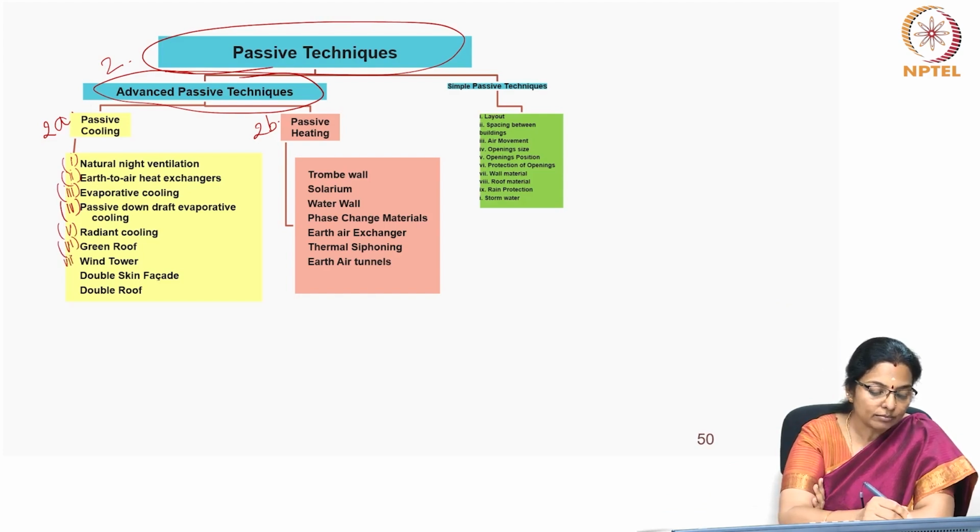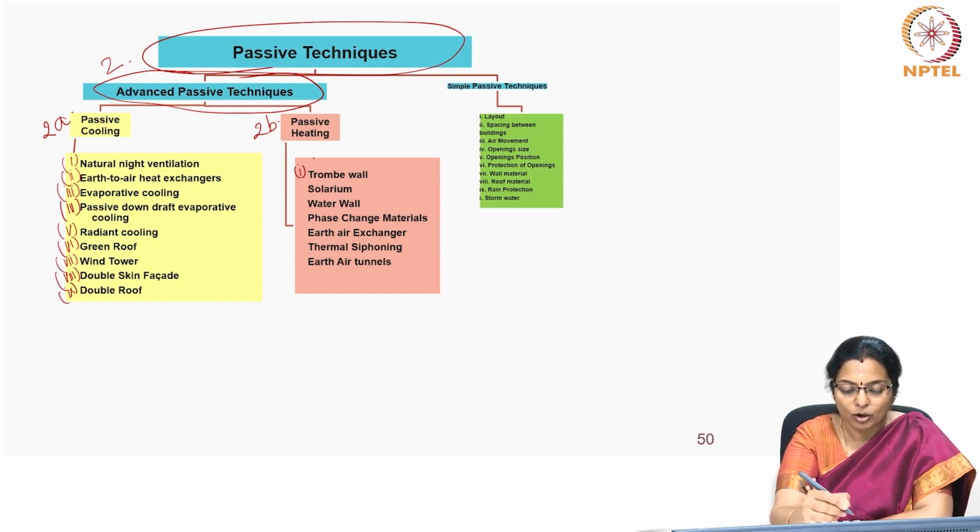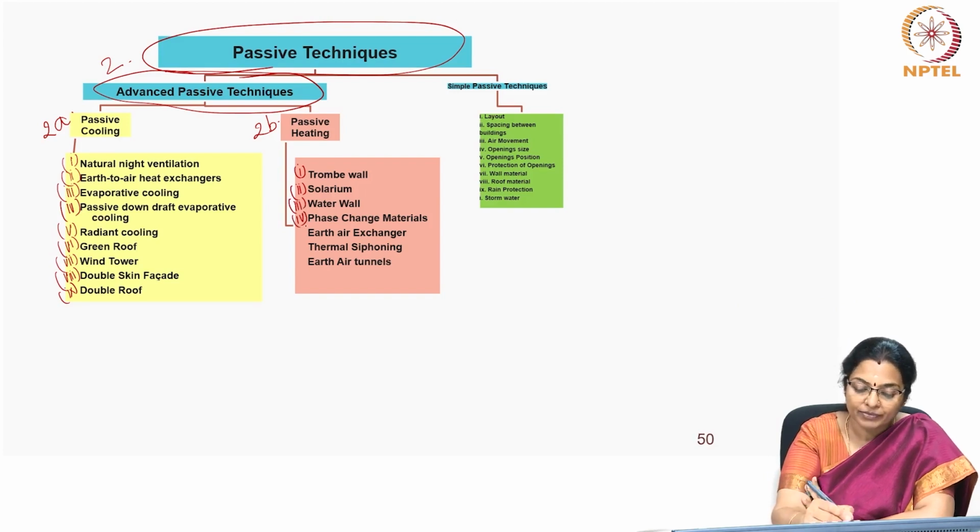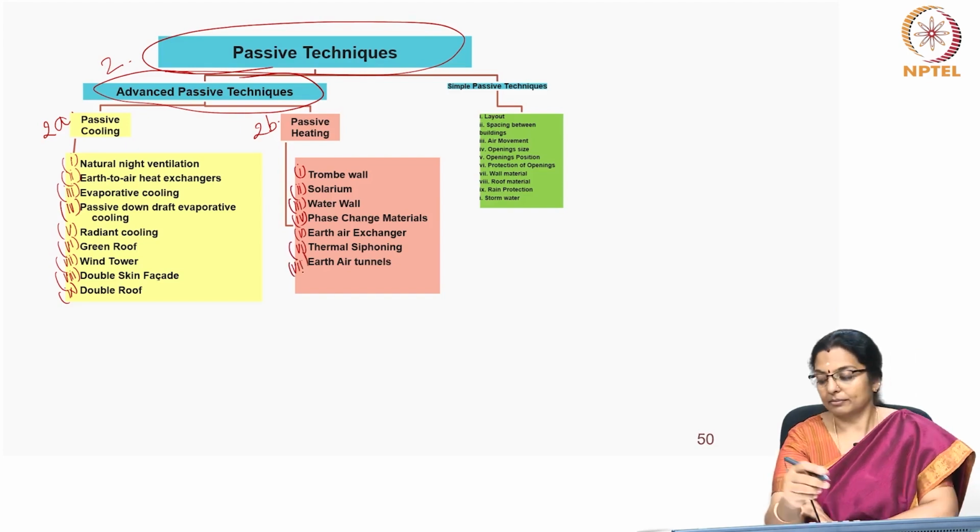wind tower, double skin facade and a double roof. Under passive heating, we have trombe wall, solarium, water wall, phase change materials, earth air exchanger, thermal siphoning and earth air tunnels.